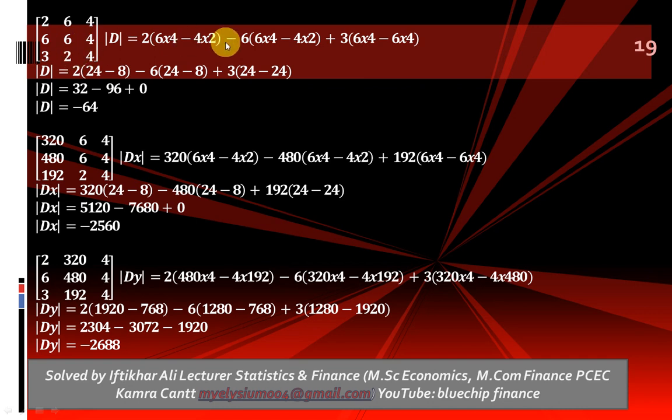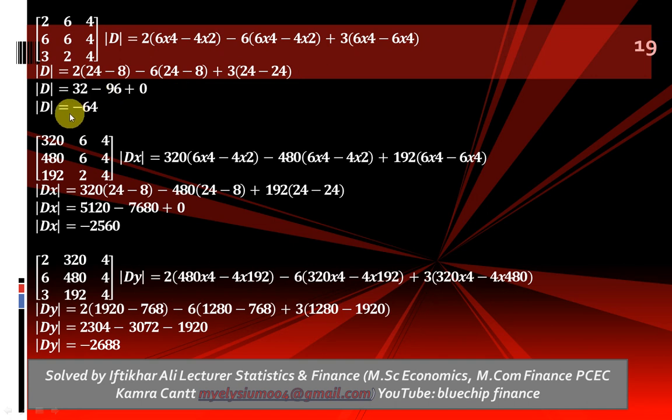After that, place the sign minus and take the next value, that is 6, and the row and column in which 6 is should be eliminated. Remaining values are 6, 4, 2, 4. So 6 multiplied by 4 minus 4 multiplied by 2. After that, place the plus sign here and take the third value, which is 3, and the row and column in which 3 is should be eliminated, and remaining values will be 6, 4, 6, 4. So 6 multiplied by 4 minus 4 multiplied by 6 as you are seeing here.